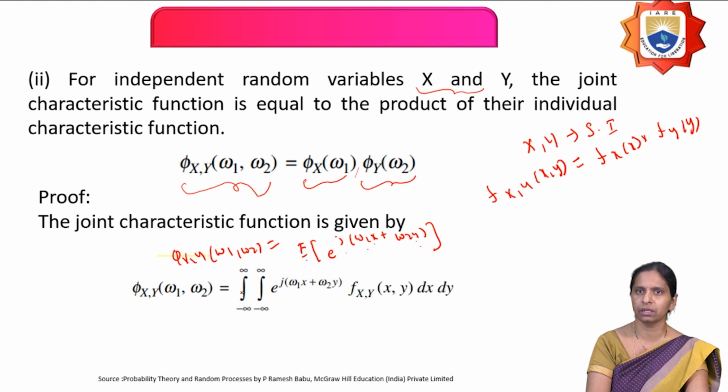Since it is continuous, here I am writing the integration. Since you have two random variables, I am writing the double integration. So, the expectation of any function is that function into, since you have two random variables x and y, the joint density function of those two random variables x and y. Therefore, phi xy of omega 1 comma omega 2 is equal to integration from minus infinity to infinity of e power j omega 1 x plus omega 2 y into fxy of x comma y dx dy.